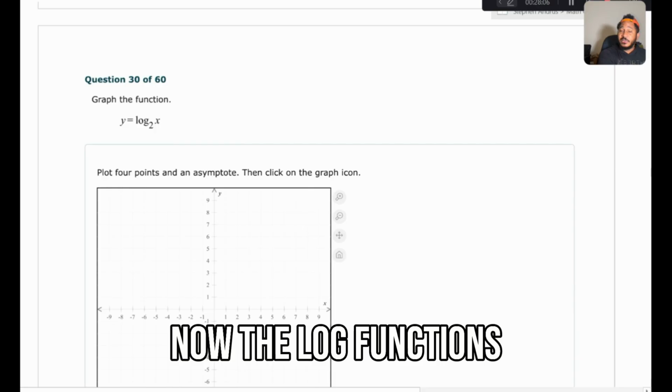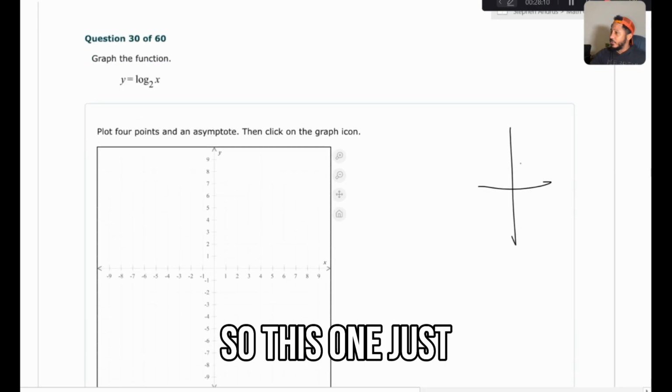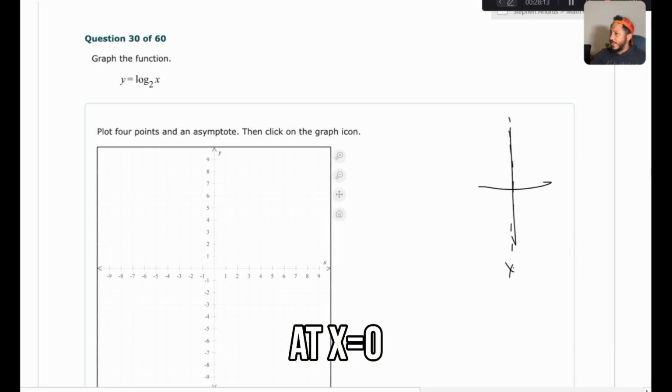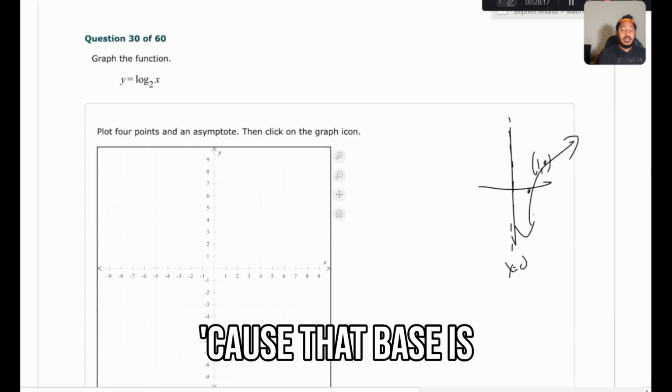This one here says graph this function. Now the log functions we did earlier as well, right? We did the ln function. There are no shifts or anything, so this one just has a vertical asymptote at x equals 0. It goes to the point (1, 0), and it makes this shape here, because that base is bigger than 1.